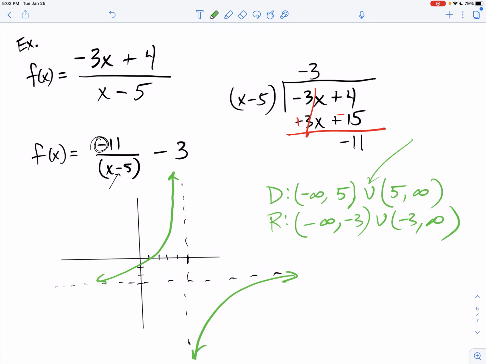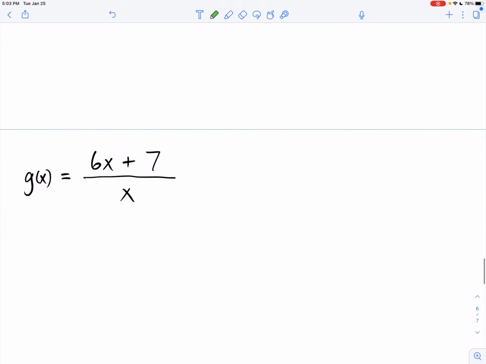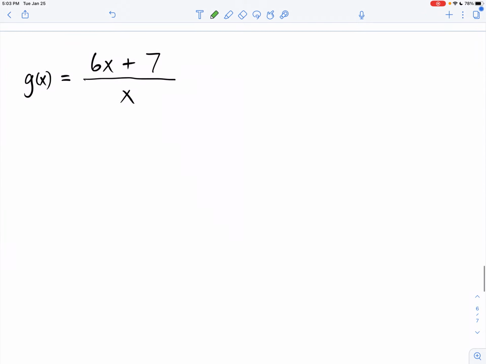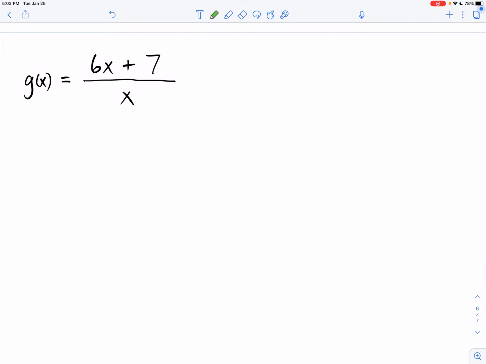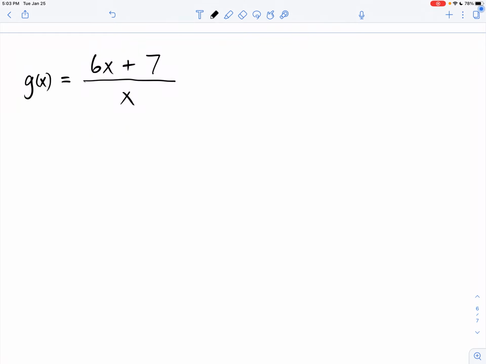Hey, I got one last trick up my sleeve. Look at this one. What do you do if there's just a single letter down there? What if there's just an x? Well, you can do it the same way we just did. You could divide 6x plus 7 by x plus nothing. It'll totally work.